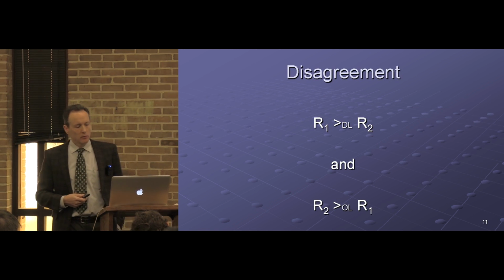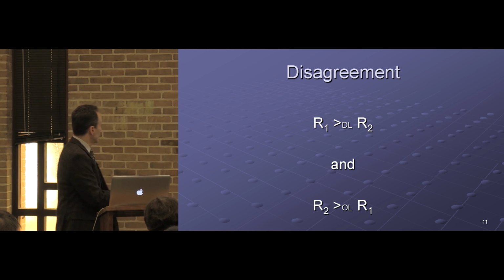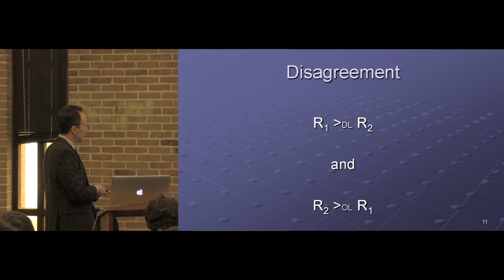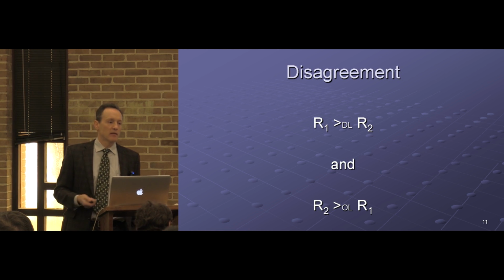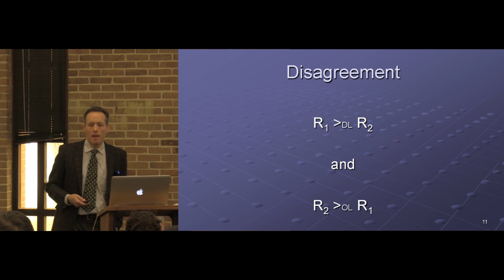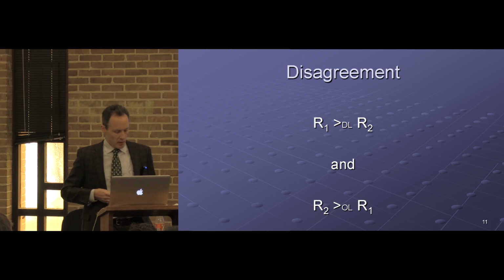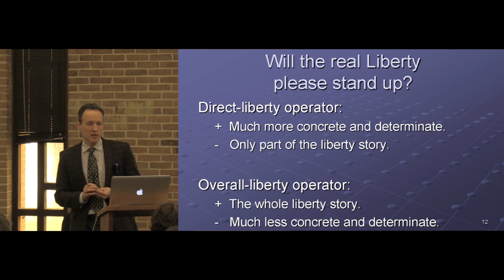And so we've seen, I've suggested some examples where, in terms of these now more refined operators, direct liberty, ordering, and overall liberty, we could have R1 being greater by direct, but less by overall, and so disagreement between direct and overall. And so will the real liberty please stand up?